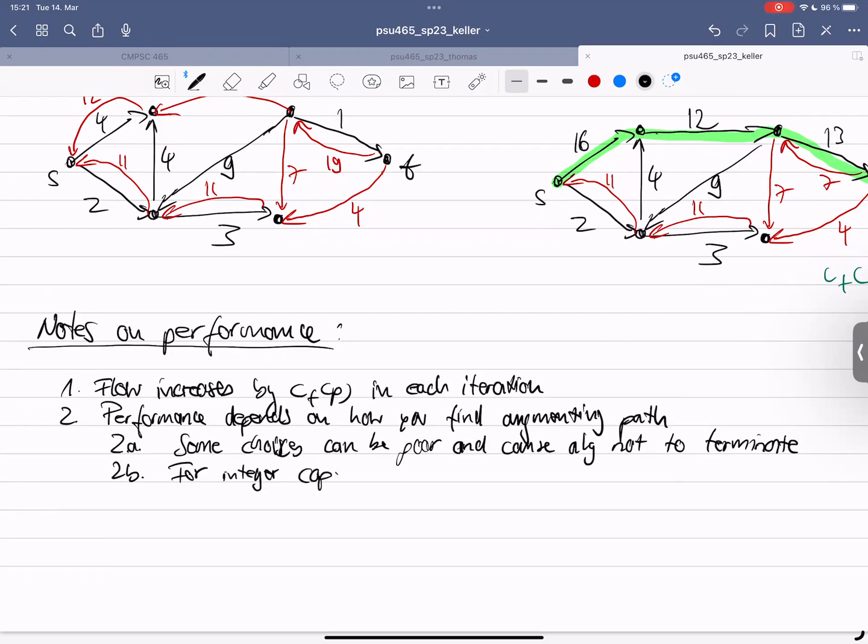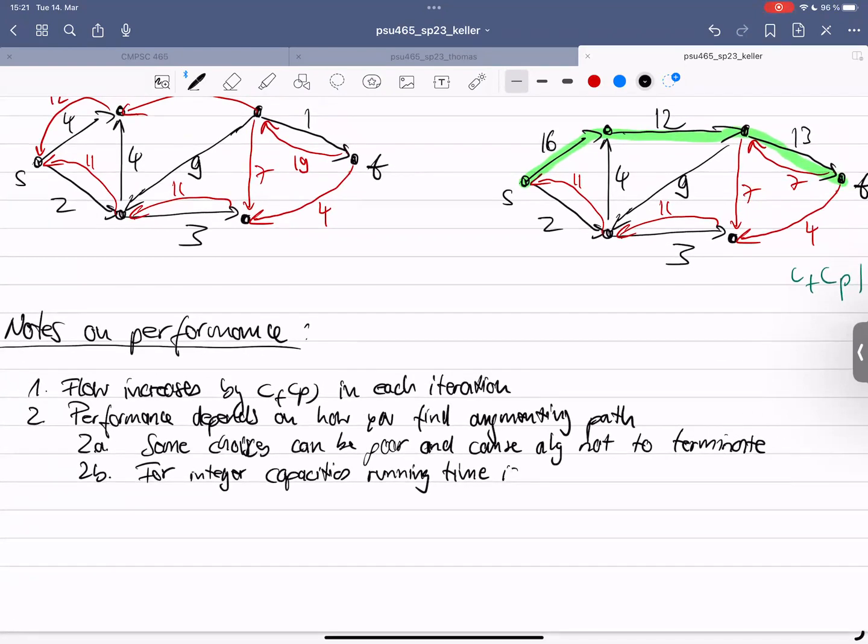So for integer capacities, the running time is order, I'll write this down first, number of edges times the value of the optimal flow, F star. I indicate this by F star. Let me just mark this. So F star is the maximum flow value. And E is the number of edges in our graph.